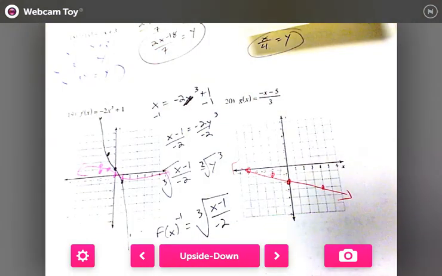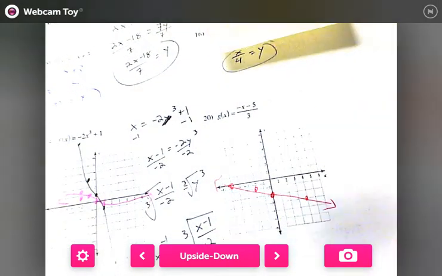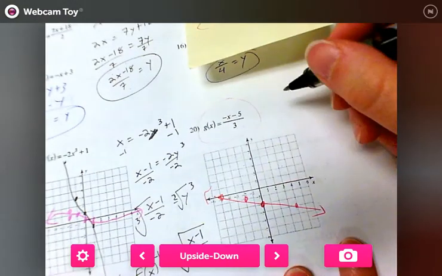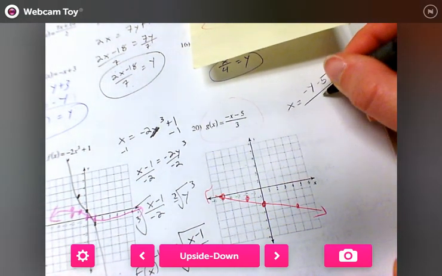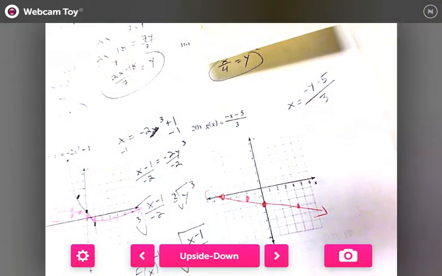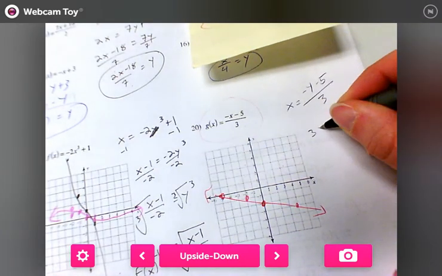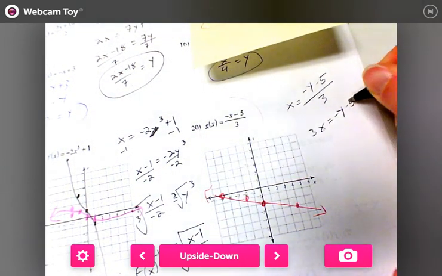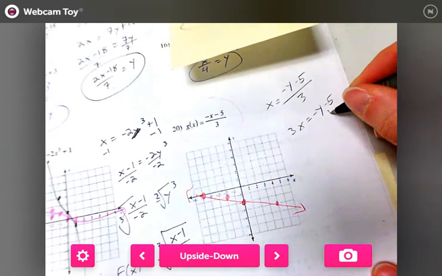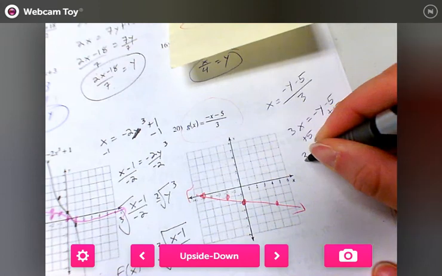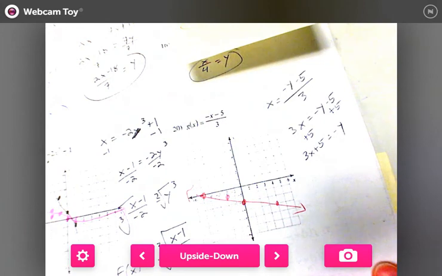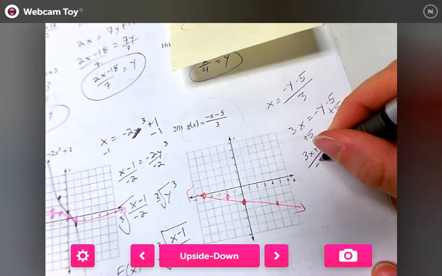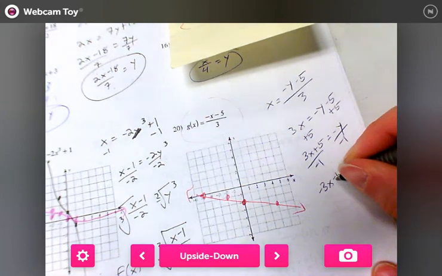Now, I want to find the inverse of this problem. So I'm going to say x equals negative y minus 5 over 3. 3 is being divided, right? What's the opposite of division? Multiplication. So I get 3x equals negative y minus 5. What do I do next? Add 5. So 3x plus 5 equals negative y. Now what do I do to get rid of that negative? Divide everything by a negative. And I get negative 3x minus 5 equals y.